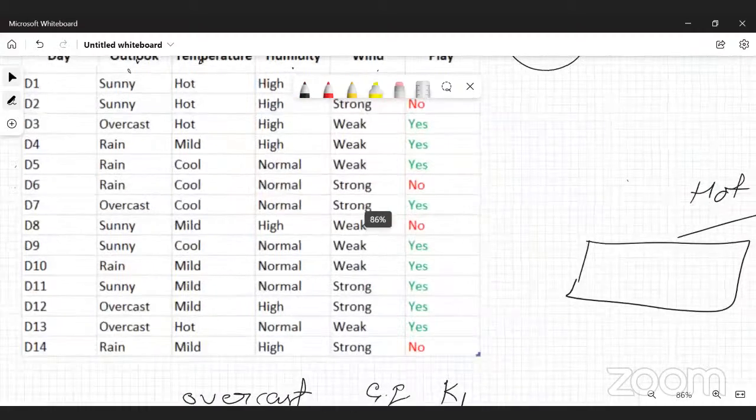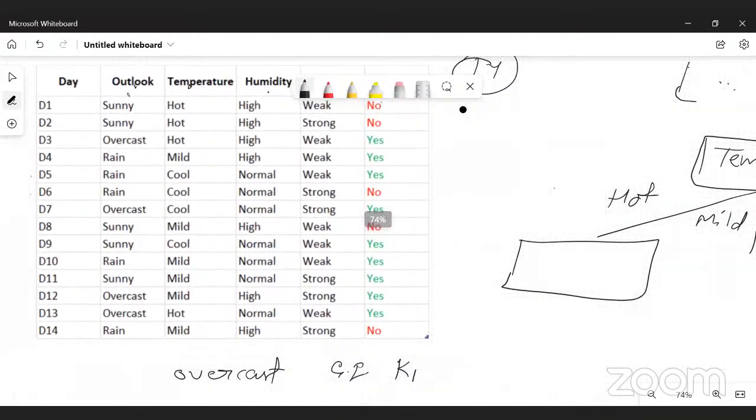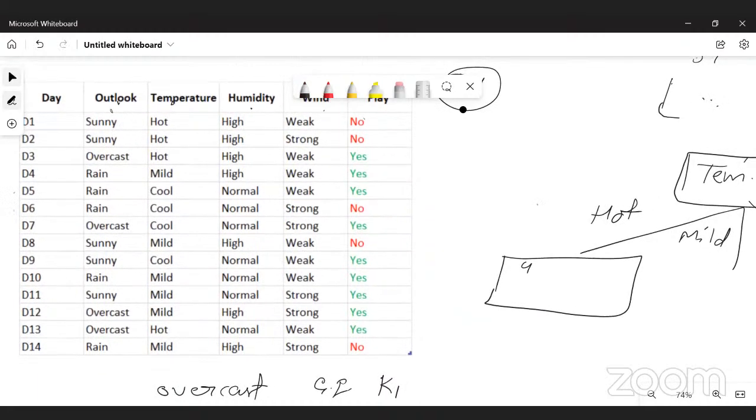So how many data points will belong to this node? Four. If you see this data set, 1, 2, 3, 4 data points, right? Out of 4, how many yes? 1 and 2, 2 yes. And how many no? 2 no, right?